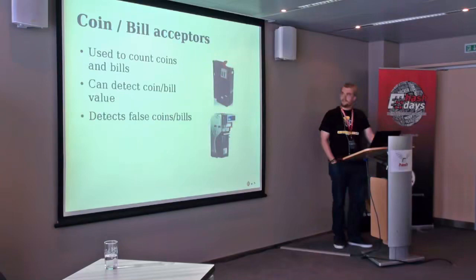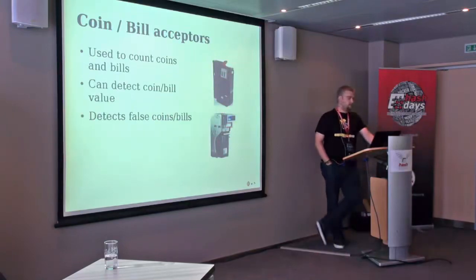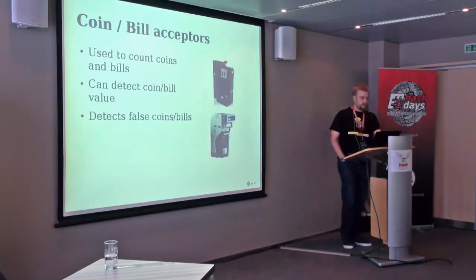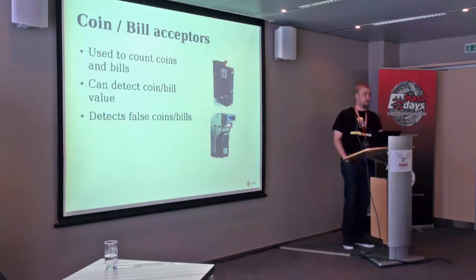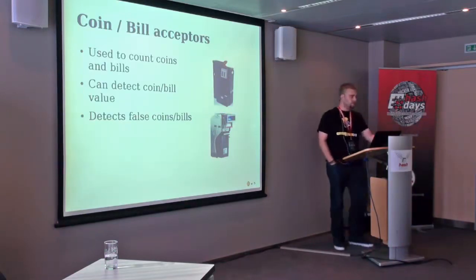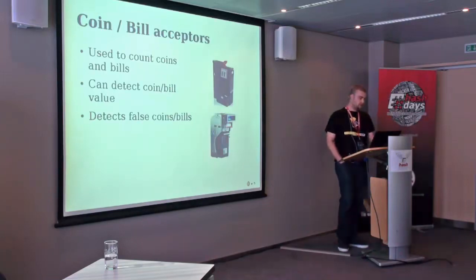Some of these devices are, for example, coin and bill acceptors. These devices obviously need to detect the coin you insert and send the correct value to the machine, and hopefully you will have more credits in the machine to play, to buy cigarettes, etc. They can also detect false coins, and some of them can detect multiple kinds of money like euros, dollars, Swiss francs, etc.